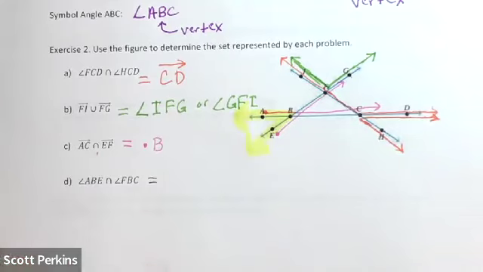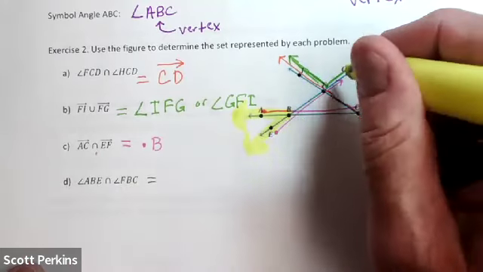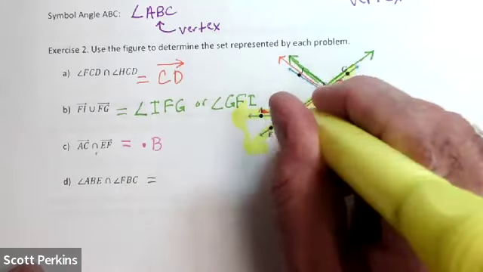Can you see that all right on the screen? Yeah, it looks like we can. All right, and then I've got FBC. So that goes from F to B, again, that's the vertex, to C. So that is this angle right here.